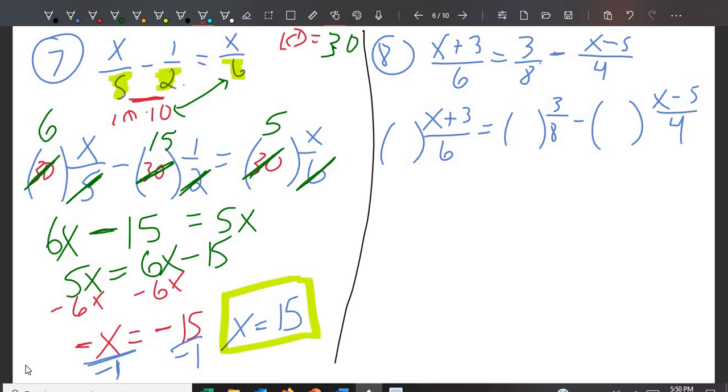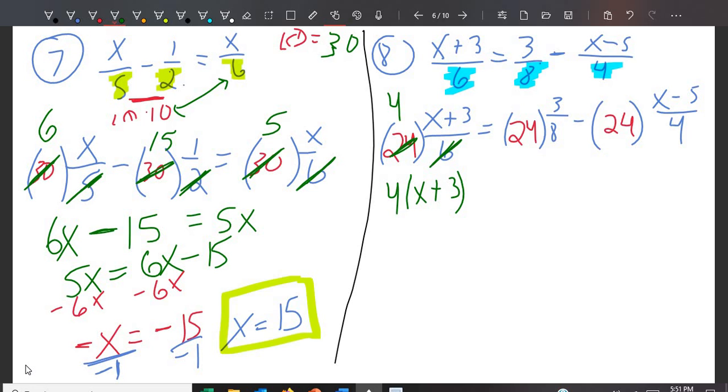Well, this time we've got a 6 and an 8 and a 4. They can all divide into 24. 6 goes into 24, 8 goes into 24, 4 goes into 24. So 24 turns out to be the common denominator. Now comes the division. 6 goes into 24 4 times. Now you've got to be careful. What you're left with is a 4 in front of an x plus 3. So that's the distributive property. I'm going to write it like this before I distribute.